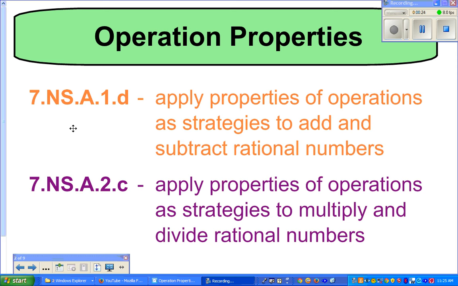So the 2 standards we're dealing with are 7.NS.A.1.D, which says that we will apply properties of operations as strategies to add and subtract rational numbers. And 7.NS.A.2.C, which says that we will apply properties of operations as strategies to multiply and divide rational numbers.